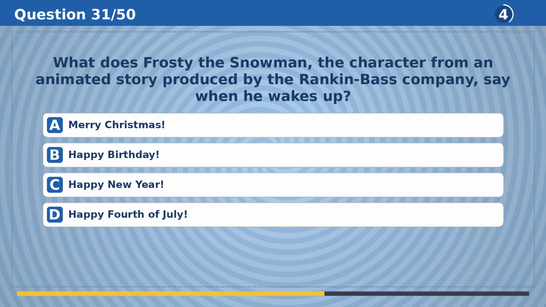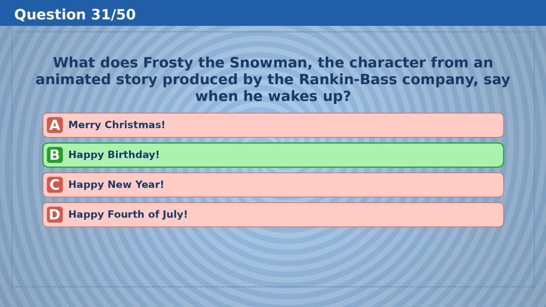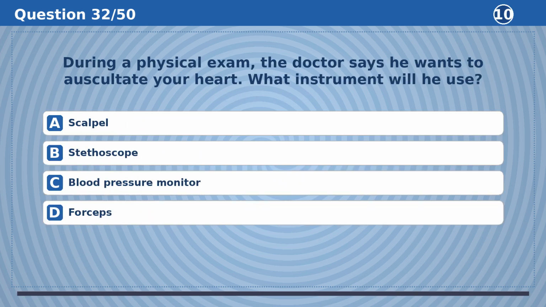What does Frosty the Snowman, the character from an animated story produced by the Rankin Bass Company, say when he wakes up? The answer is B, happy birthday.